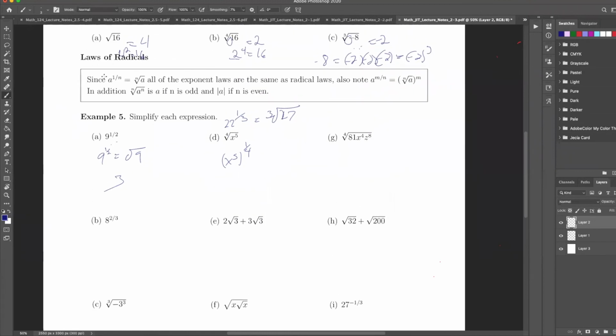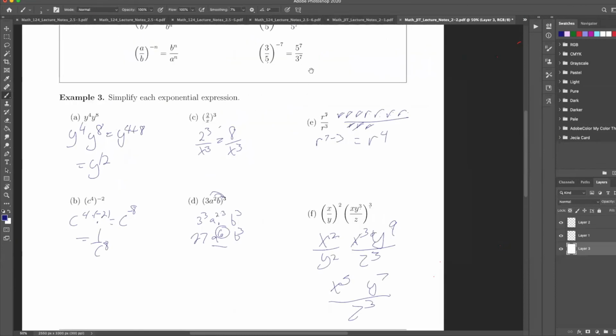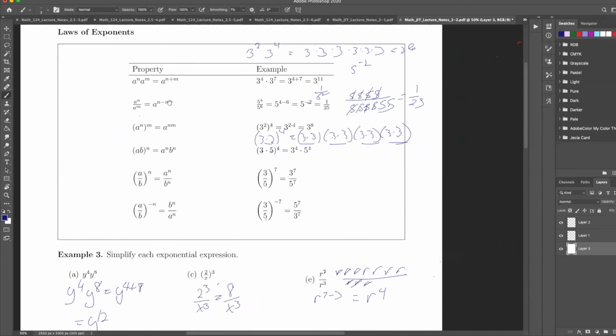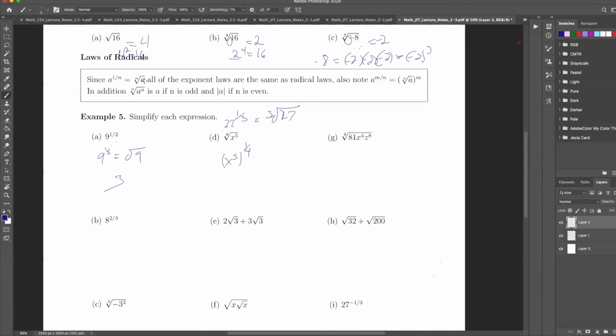So, laws of radicals. Since a to the 1 over n is equal to the nth root of a, all the exponential laws are the same as the radical laws. So all these laws right here apply for the radicals, because you can just convert any radical or square root into a power. And so they have the same properties.